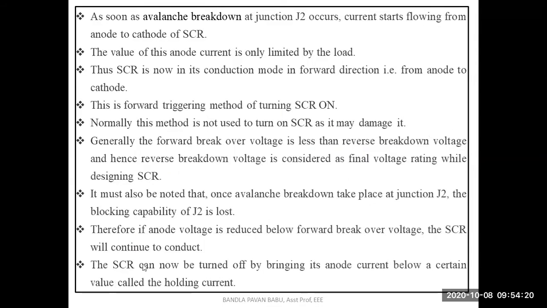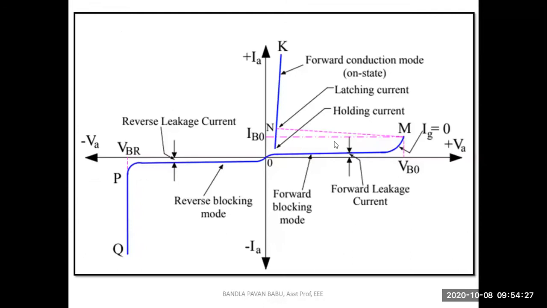So the SCR can now be turned off by bringing its anode current below a certain value called the holding current. So this is the holding current here. If the current is below the holding current, the switch will turn off. And what does the latching current mean? It is the minimum current required for the SCR in the forward conduction state. So in the forward conduction state, the minimum current required for the SCR to turn on is the latching current.